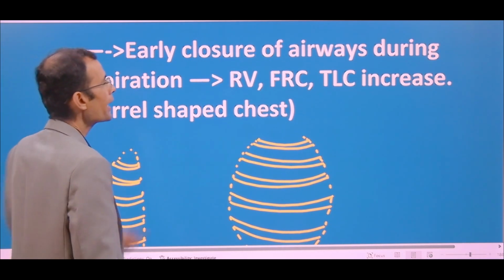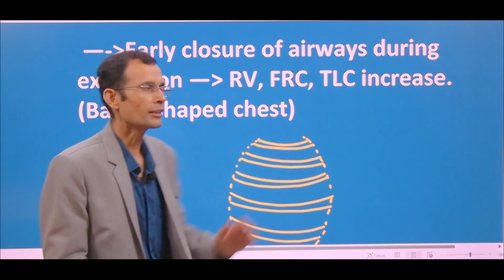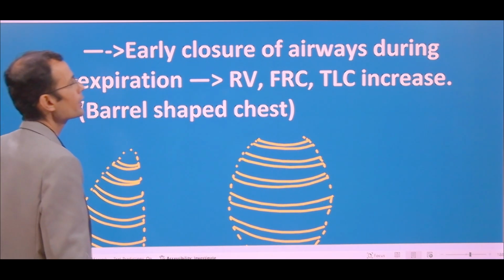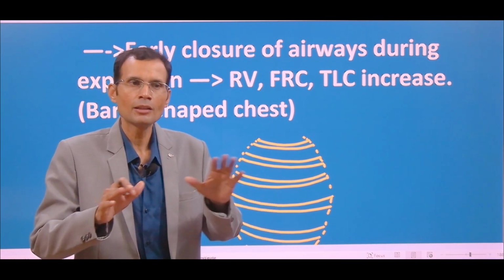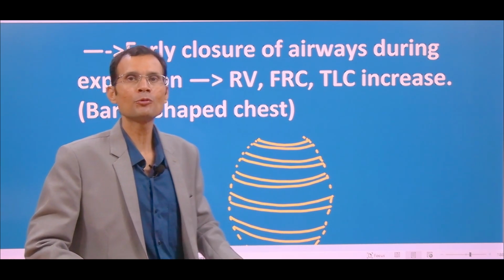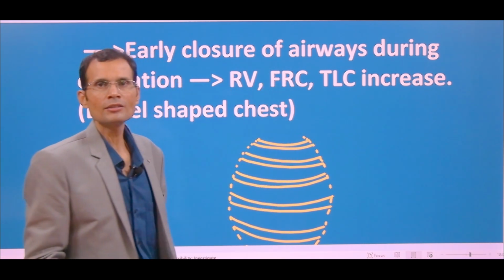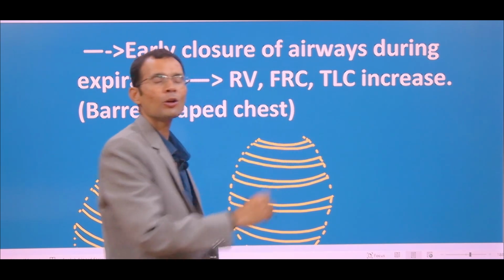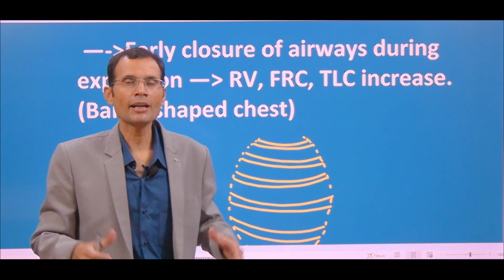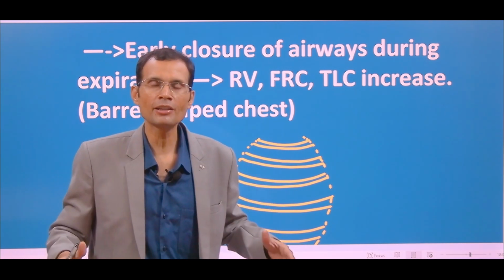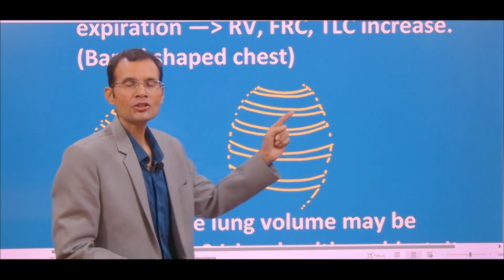So early closure of airways. Let's see now what happens as a consequence of that. During expiration, because of early closure, residual volume will increase. Obviously more and more air is remaining in the alveoli, so residual volume will increase, FRC will increase, and TLC will also obviously increase. Over a period of time, the lungs are getting more and more stretched and distended with air. It will result in a barrel shaped chest.